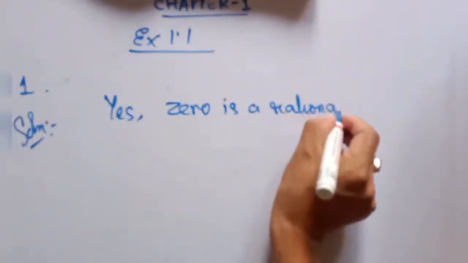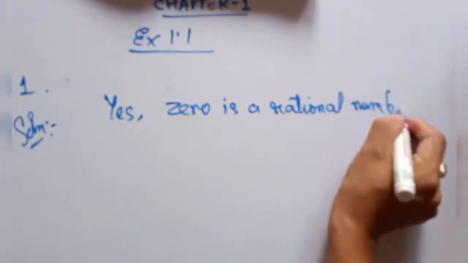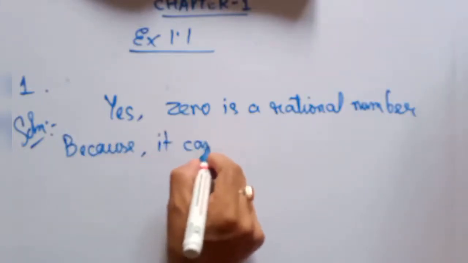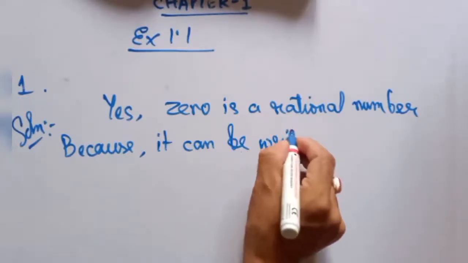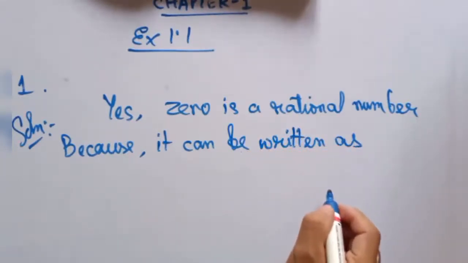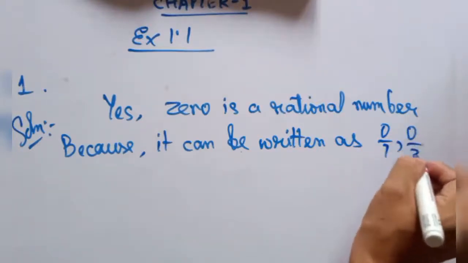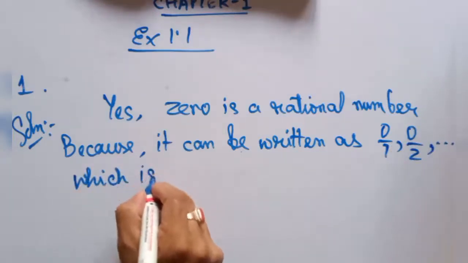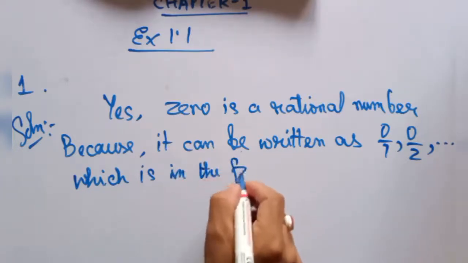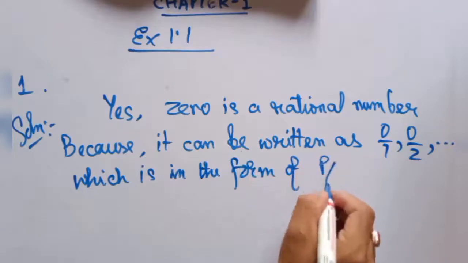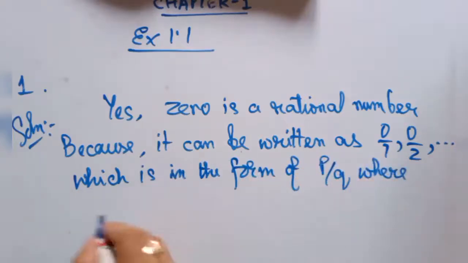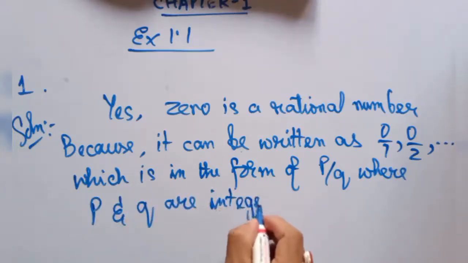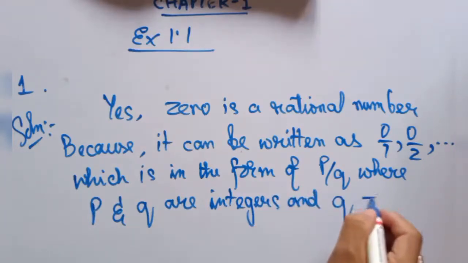0 is a rational number because it can be written as 0 by 1, 0 by 2, etc., which is in the form of p by q, where p and q are integers and q is not equal to 0.